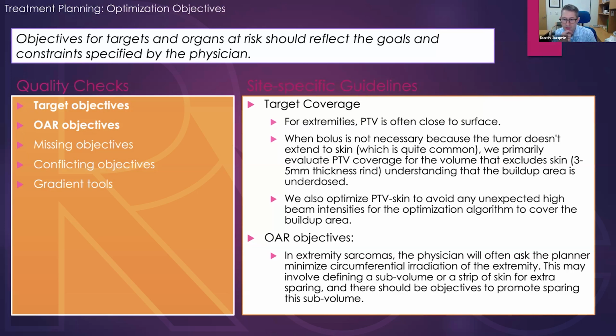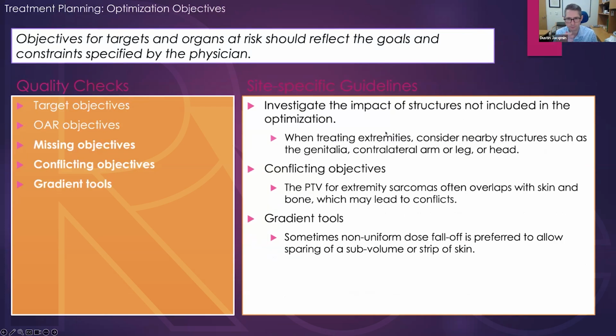We'll also have some objectives related to skin sparing with respect to the skin strip. So the physician will ask the planner to minimize circumferential radiation of the extremity. This might involve defining a subvolume of skin or a strip of skin for extra sparing. And you'll want to make sure that there are objectives present that promote this type of skin sparing.